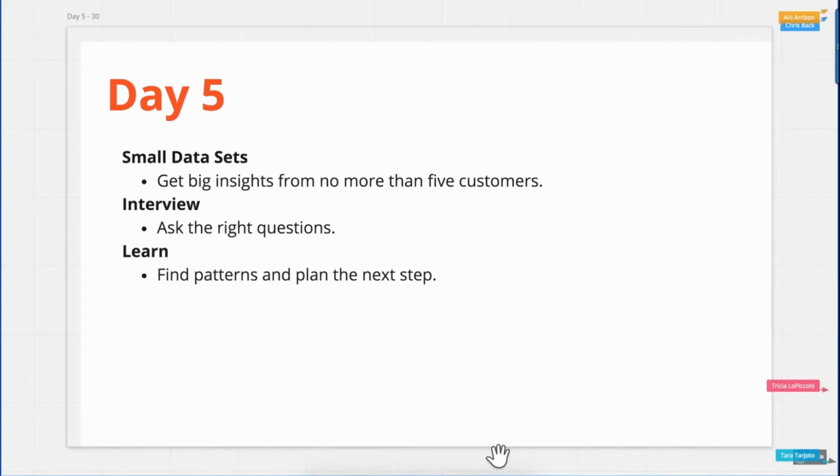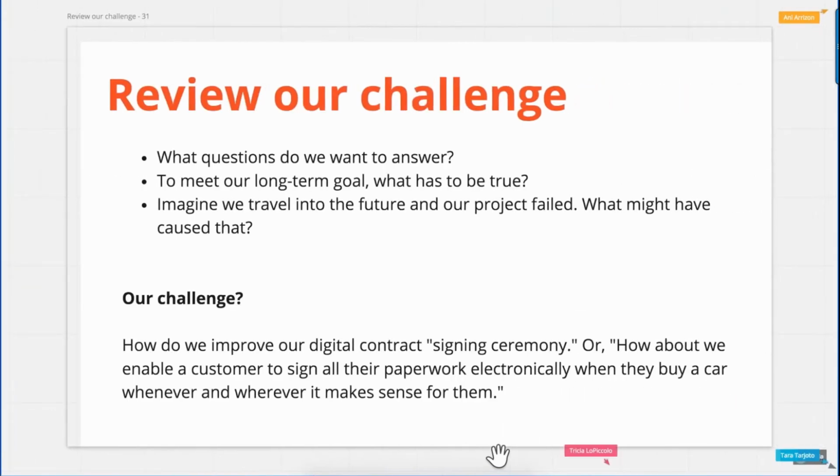On day five, it's all about getting the feedback, asking the right questions, and identifying the patterns to plan for next steps. Now that you have a sense for what it takes to run a design sprint, and I appreciate those of you that hung in there that were already familiar, as promised, we have a real example and live view to share with you. The challenge we want to share with you today is a recent design sprint we ran with our product team. The challenge was, how do we improve our digital contract signing ceremony? Or how about we enable a customer to sign all of their paperwork electronically whenever and wherever it makes sense for them?